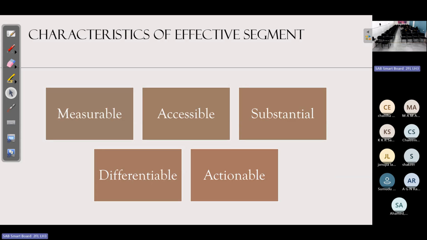Then the last one, actionable. Actionable in the sense, once we select the segment, we should have enough capacities to reach them. That means we should have enough resources and capabilities to serve them.